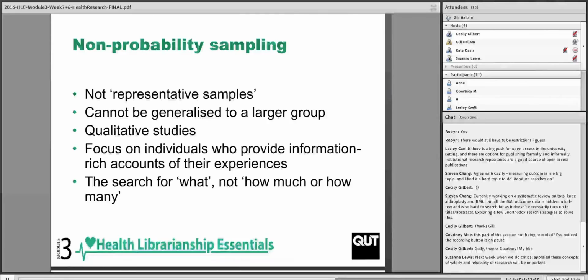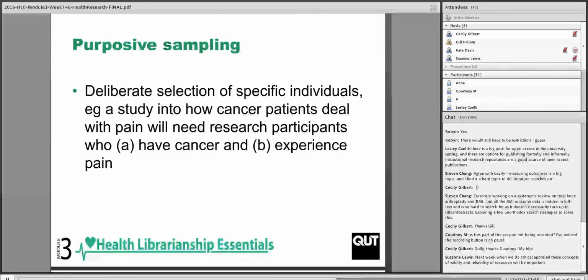This is much more in the qualitative study area, where it's a focus on individuals. It's a focus on the what, not the numeric, how much or how many, etc. So different aspects there about the research. Purposive sampling means that you're focusing on a specific group, as in the PICO situation, who are your population, specific individuals.